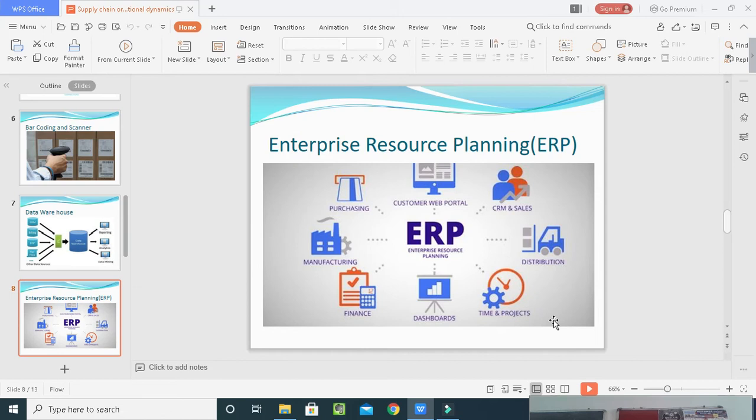If you see in the picture how customer relationship management takes place and how the sales are increasing, how the distribution is taking place from the company, how the projects are going to be completed within the time bound, how the dashboards are showing the increase or decrease in the sales or the volume of purchasing, how the financial system is taking place, how the manufacturing industry is taking place, how the purchase orders are taking place. At last, closing with the customers with the help of the web portal. All these things are taking place in a sequence.